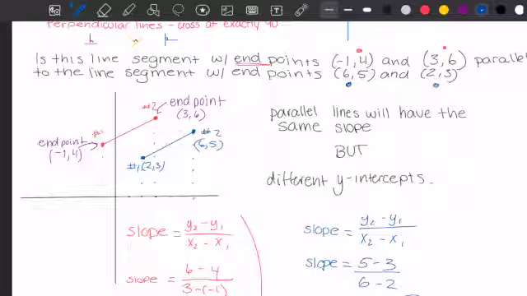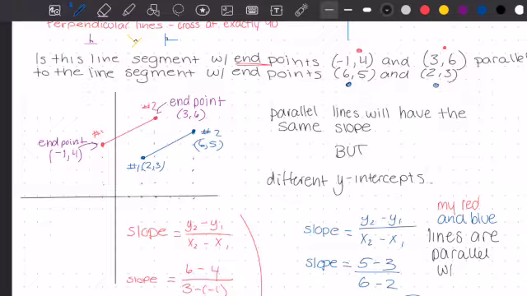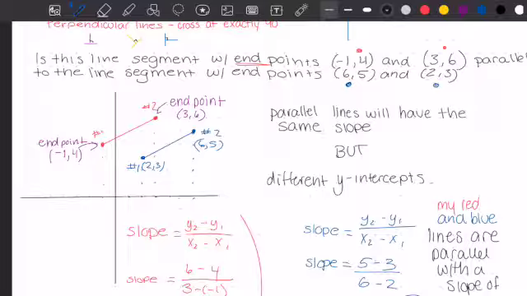These have the same slope. Blue slope is 1/2, red slope is 1/2. So my red and blue lines are parallel with a slope of 1/2. And that's how we can determine if something has parallel lines. So we can either calculate slope or we can find out from a graph. Okay.